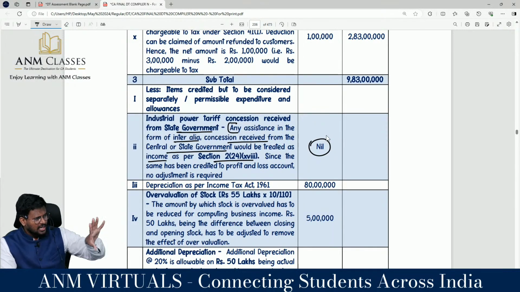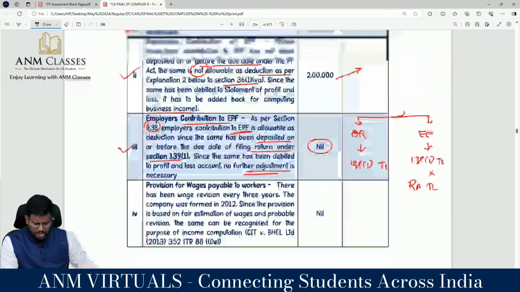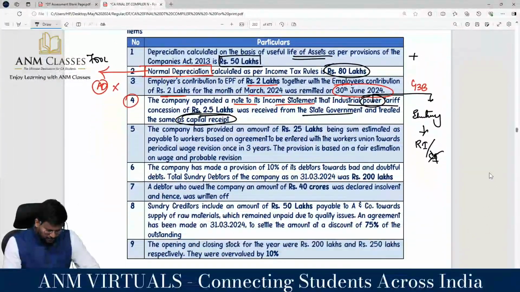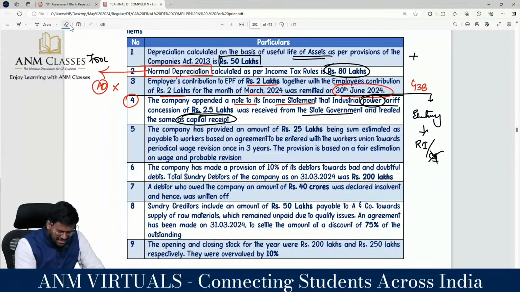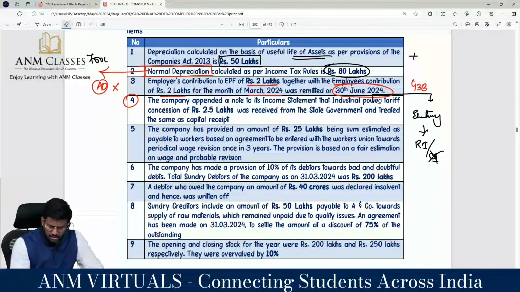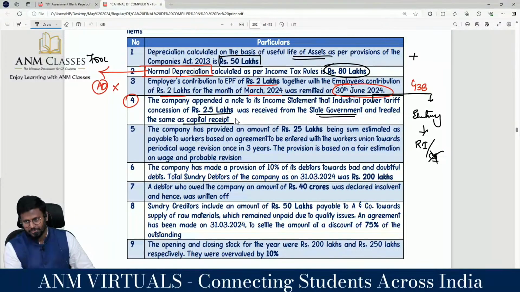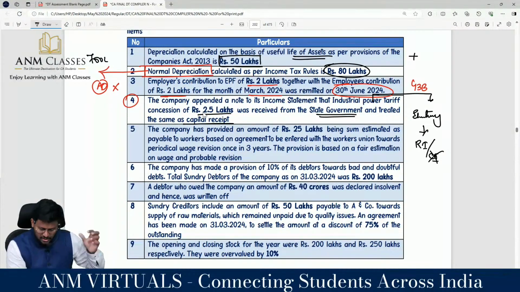And sir, it is credited to the P&L account. Since the company has already credited it to what account? Now read it, that point once again. The company appended a note to its income statement that industrial power tariff concession of 8 lakh was received from the government and treated the same as a capital receipt.